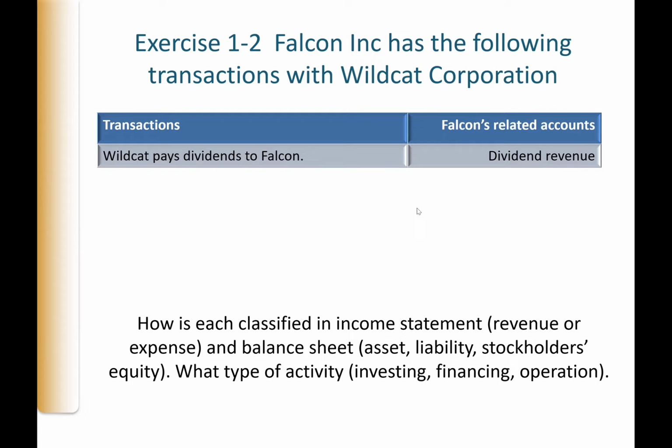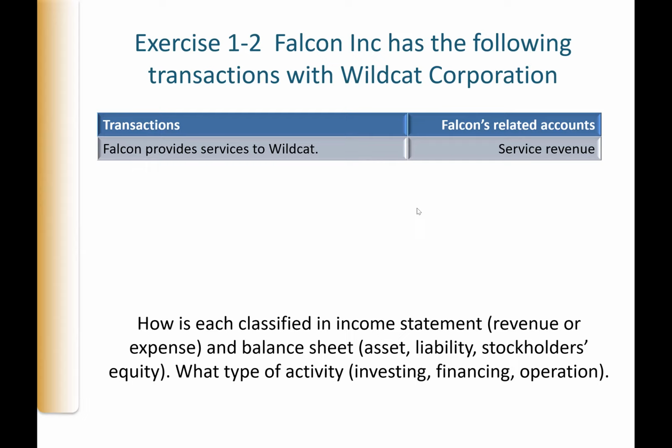Then when Wildcat pays dividends to Falcon, and Falcon receives some dividend revenues from it, this is an operating activity, because this is probably why Falcon's in business, to invest in other companies and make money. And dividend revenue is a revenue category. When Falcon provides services to Wildcat, the account is called service revenue. Again, that's an operating activity. And that's why the company's in business.